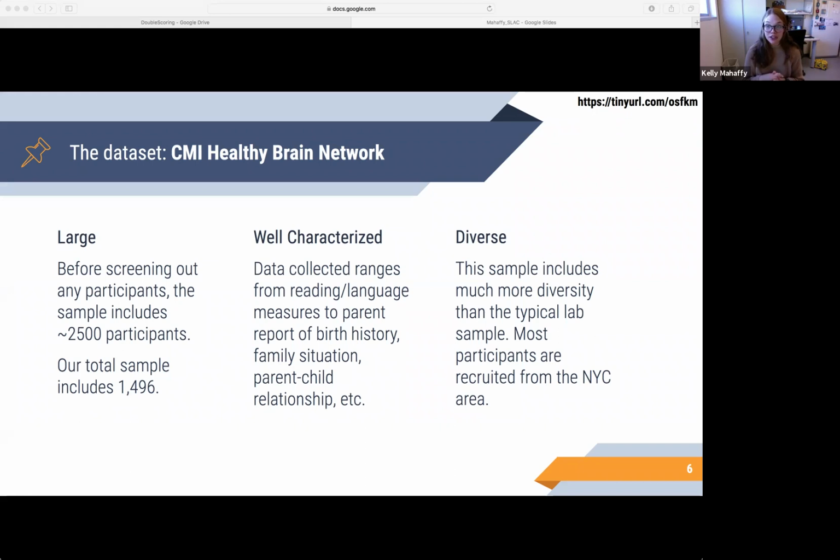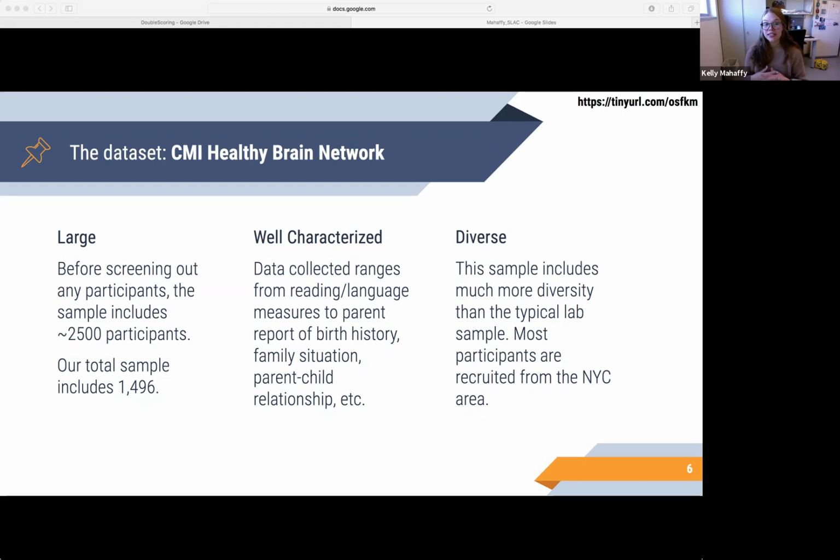This data set is particularly well characterized. So it is one of the absolute largest data sets I've ever seen. We have measures on things like reading and language, of course. We also have measures on parent report of birth history, family situation, things like SES, the language environment, who exactly a child lives with, and their relationship with each of those people. We have a very detailed questionnaire about the parent-child relationship from both the parent's perspective and the child's. And perhaps most importantly, we have a lot of information about diagnoses.